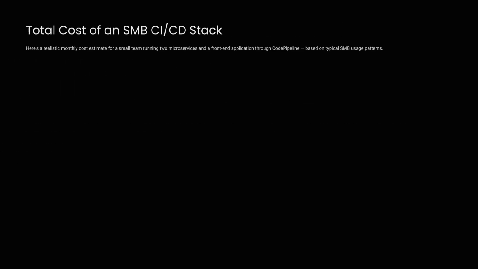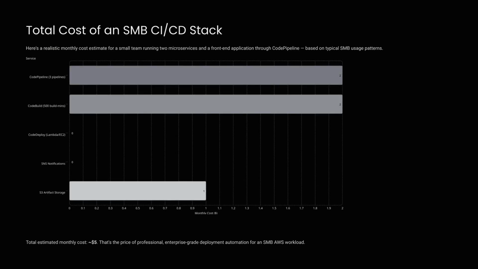This chart shows the total estimated monthly cost for a small team running 2 microservices and a front-end application through CodePipeline. The total estimated monthly cost is approximately $5. This is the price of professional, enterprise-grade deployment automation for an SMB AWS workload.